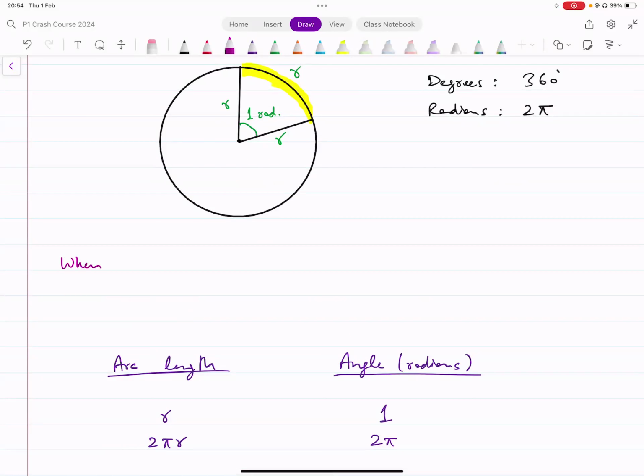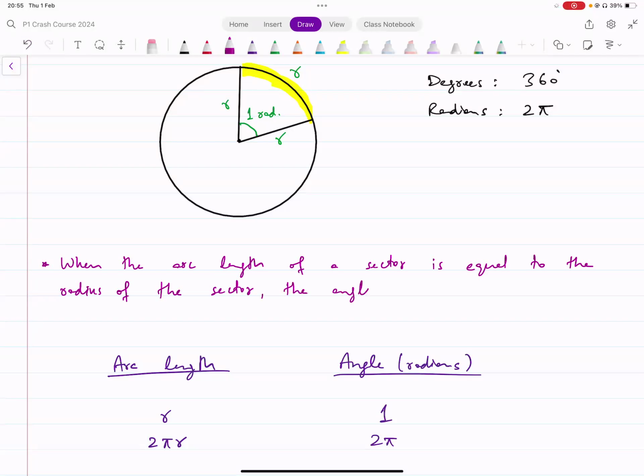When the arc length of a sector is equal to the radius of the sector, the angle subtended at the center is 1 radian. All right, so that's the definition of 1 radian.